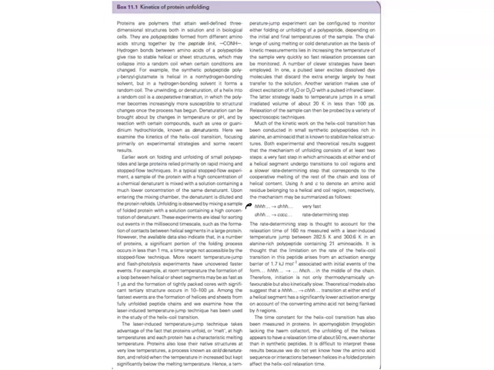The rate-determining step is thought to account for the relaxation time of 160 nanoseconds measured with a laser-induced temperature jump between 282.5 Kelvin and 300.6 Kelvin in an alanine-rich polypeptide containing 21 amino acids.